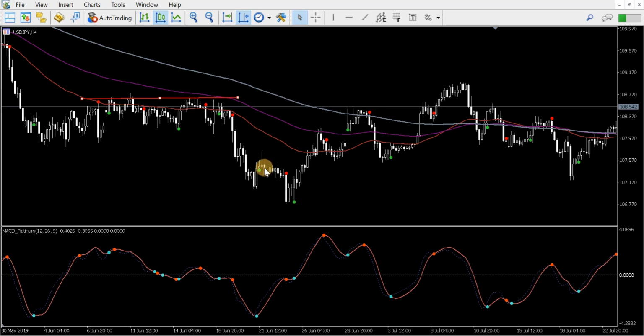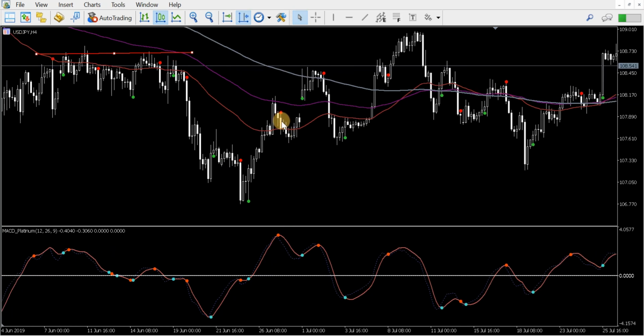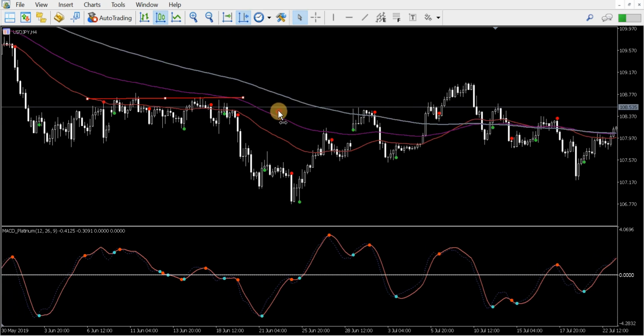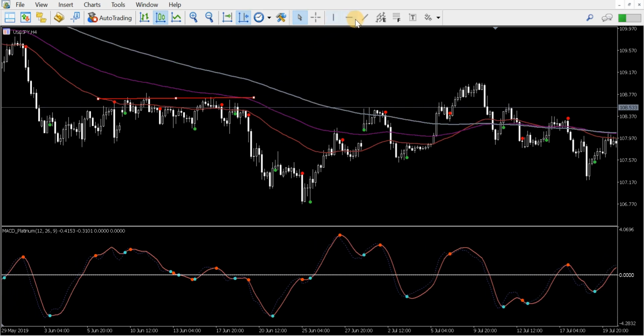So buy, not taking it. Sell, not taking it, not valid. This one here, you can see it's getting near the end of the week. That's valid if you'd want to take it. I'm just trying to think. Let's see if we can get out of this one.